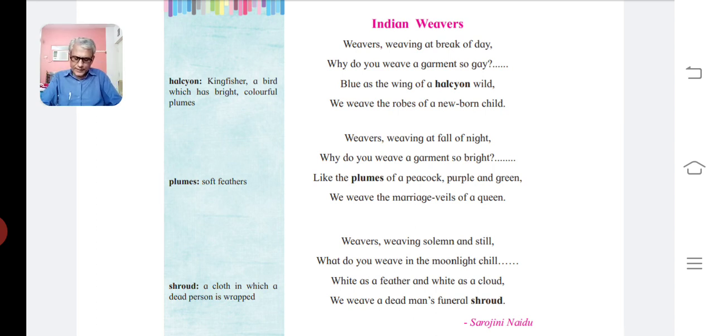White as a feather and white as a cloud. In this line, there are two figures of speech. One is repetition. Here, in this line, the words white as a are repeated for emphasis.